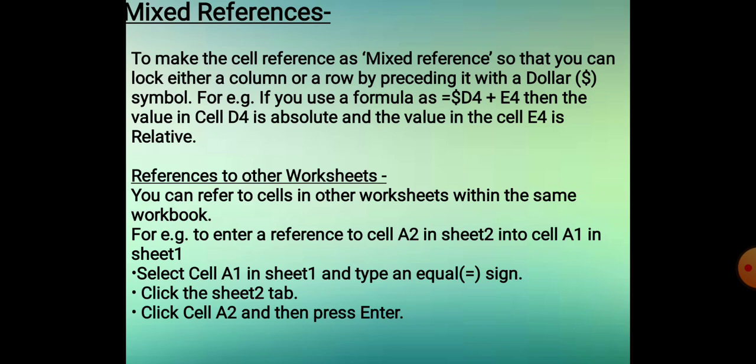Select cell A1 in sheet 1 and type an equal sign. Then click the sheet 2 tab. After this, click cell A2 and then press enter. After you press the enter key, sheet 1 is now active. Select cell A1 and you will see that it contains the formula is equal to Sheet2!A2.